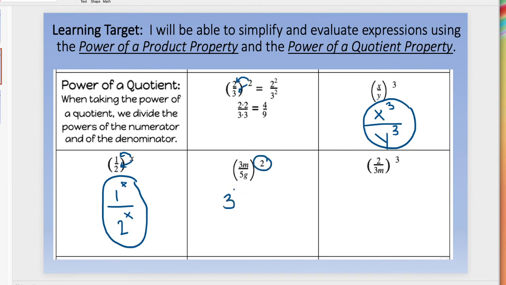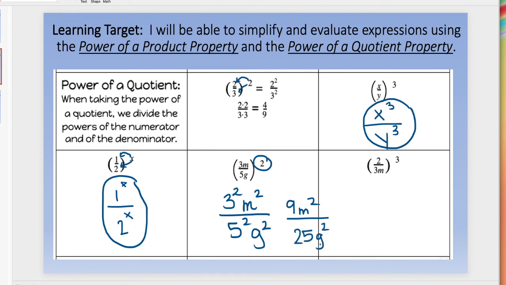The 3 is raised to the second power. The m is raised to the second power. Now let's look at the denominator. The 5 is raised to the second power, and the g is raised to the second power. And then go ahead and ask yourself, is there anything that we can simplify or evaluate? Well, we can go ahead and raise the 3 to the second power, which is 9. And then we can go ahead and raise the 5 to the second power, which is 25.